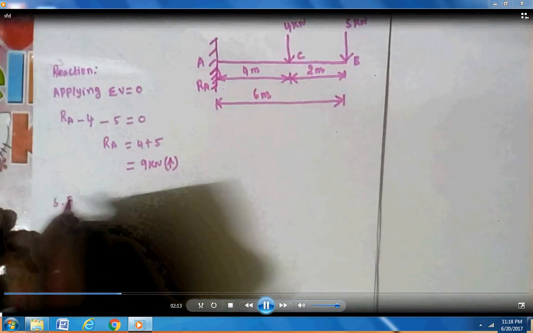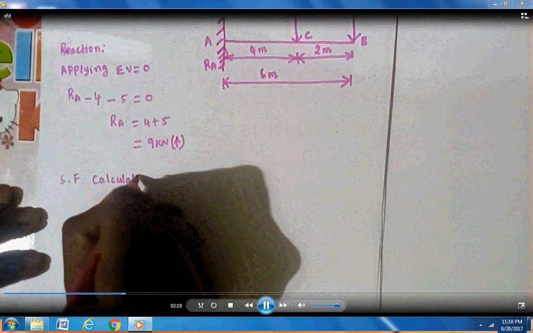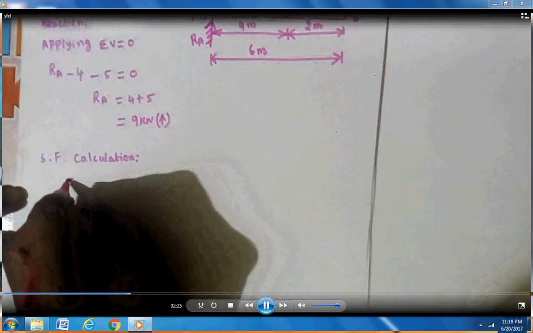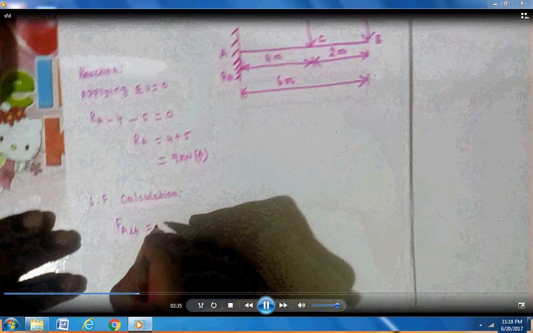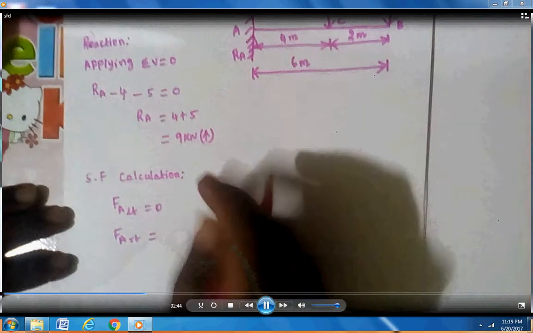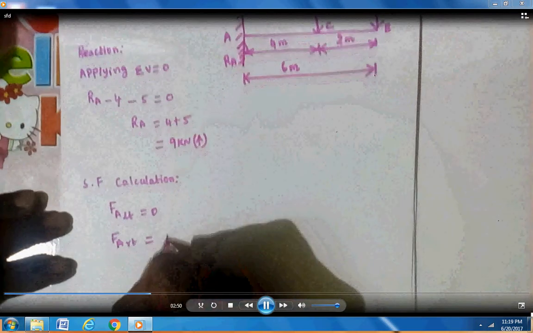Okay, next, shear force calculation. Shear force means the algebraic sum of all the vertical forces acting either to the left or right of the section. At A left, on the left side there is no force, so 0. A right means considering the force at point A, there is only one force RA, that is upward.